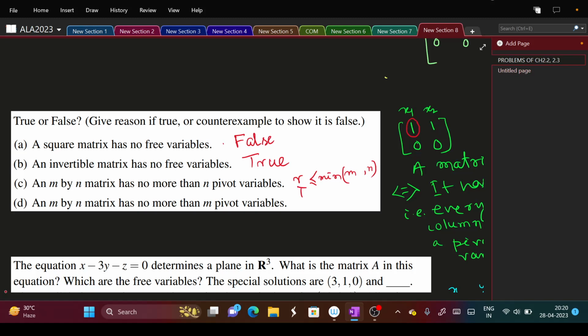So it is also true, and this is also true. In the second case, what is it telling? It is not more than the number of rows. Here it is writing number of columns. It is not more than the number of columns. It is not more than the number of rows. Yes, it is true.